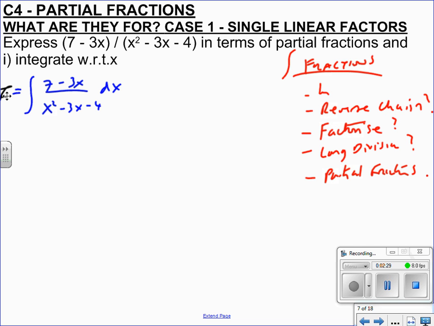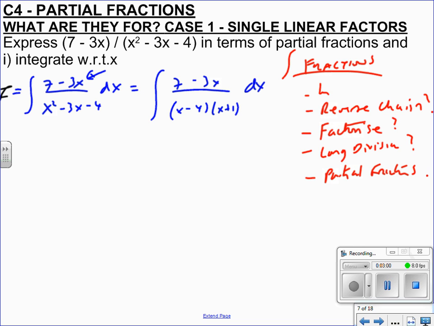Can I factorize it? Well, I can try and factorize the bottom. So that's x minus 4, x plus 1. That's fine. Do they cancel? No. Long division, can't long divide it because the top isn't the same power or above than the bottom. So nothing to divide. It's already in its lowest, broken down to its lowest amount. So therefore, partial fractions must be our only method left.